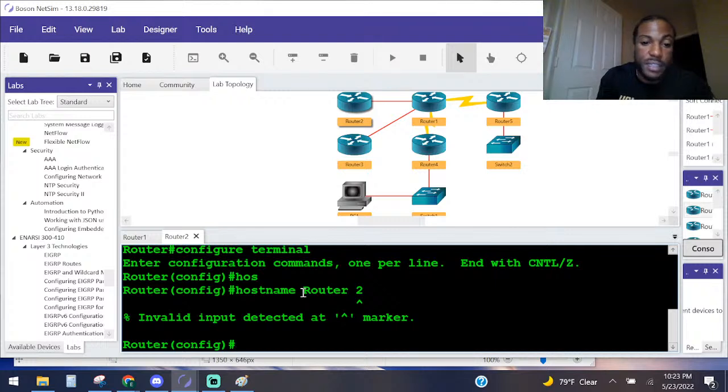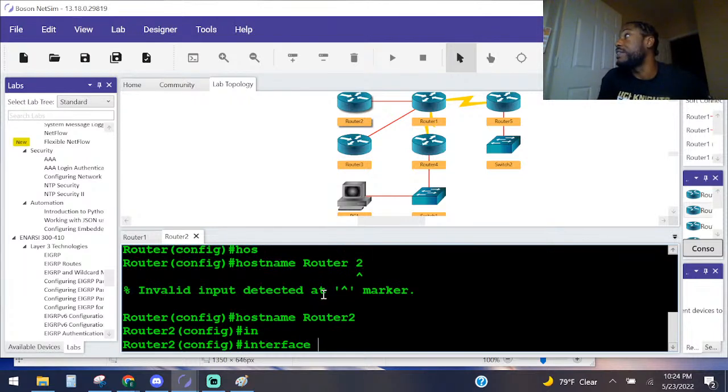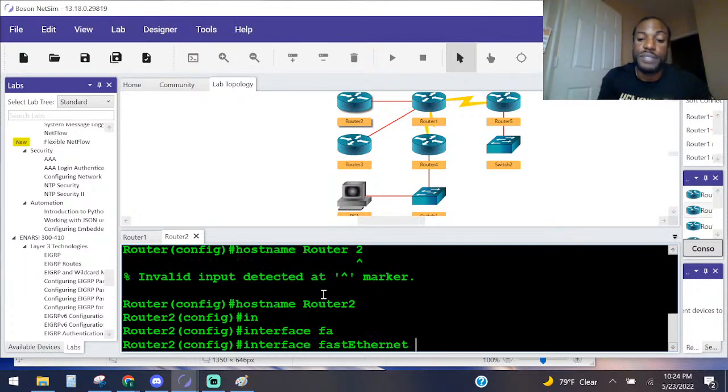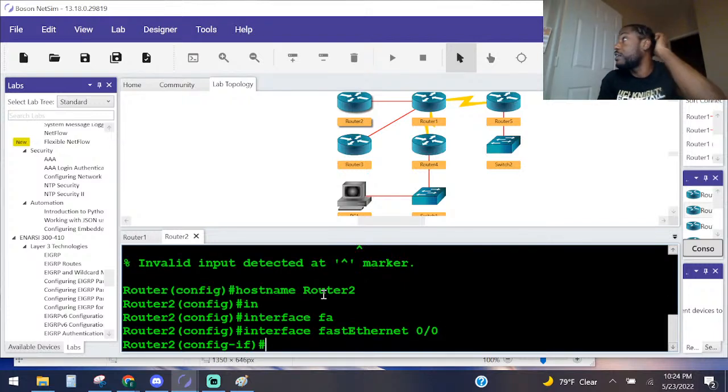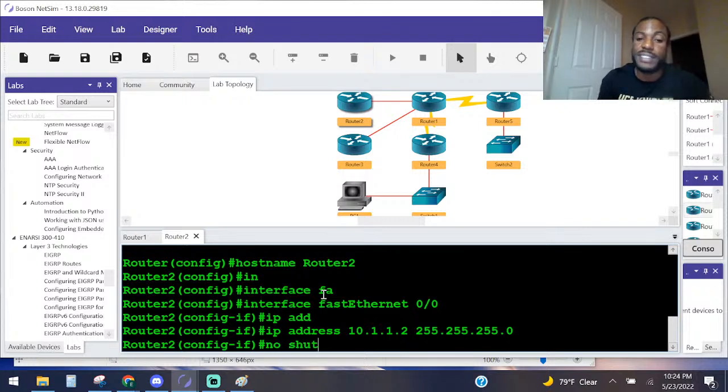Right, and then what am I doing here? You can't put a space in host names. Interface. What is it? FA00. We're just going back to the basics here, being that we got stuck in that static router lab. Subnet mask 255.255.252.0. There's no shame in my game. You've got to go back to the basics.